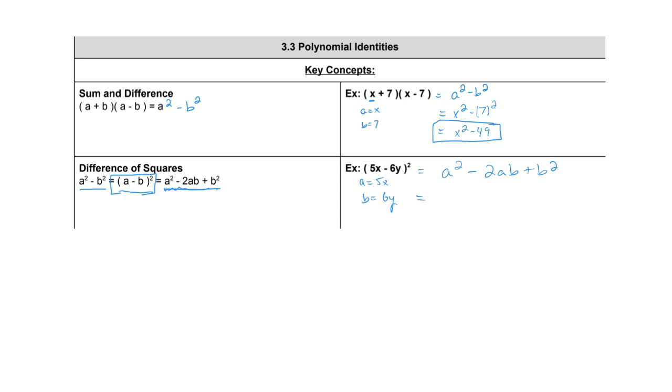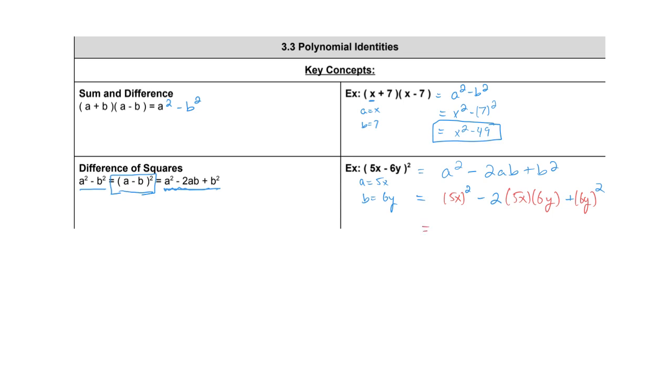So let's substitute them in. Right, a squared, so 5x squared, minus 2 times 5x, and then b is 6y, and then plus b squared, right, which is 6y squared.